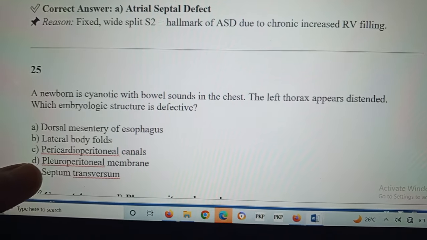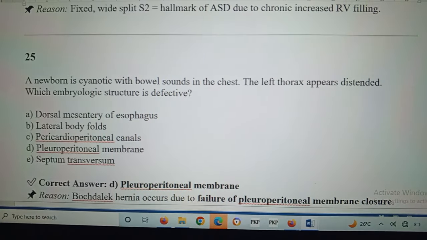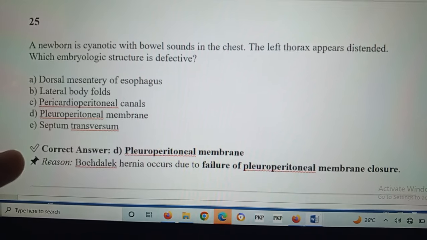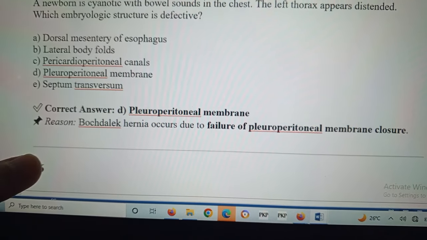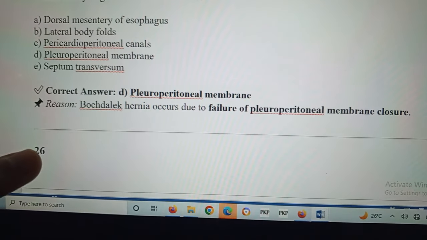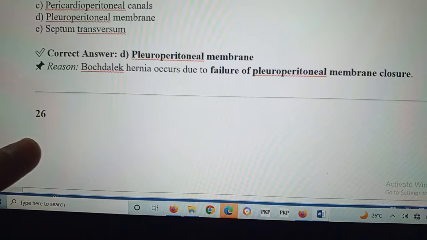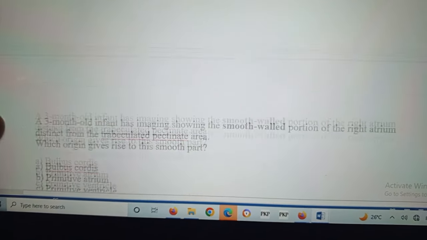A newborn is cyanotic with bowel sounds in the chest. The left thorax appears distended. Which embryonic structure is defective? Pleuroperitoneal membrane. Bochdalek hernia occurs due to the failure of the pleuroperitoneal membrane closure.